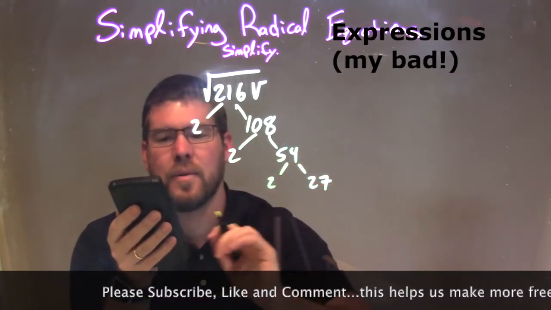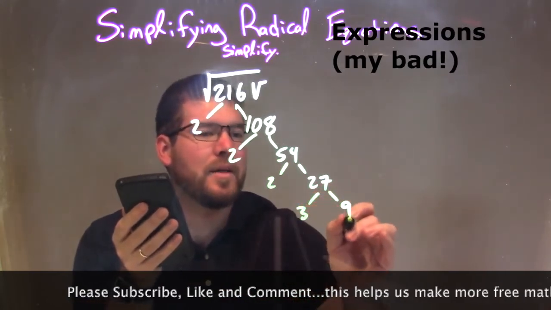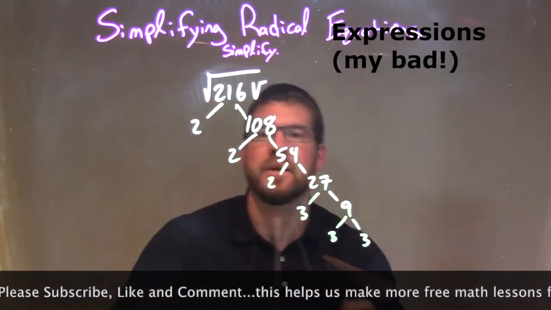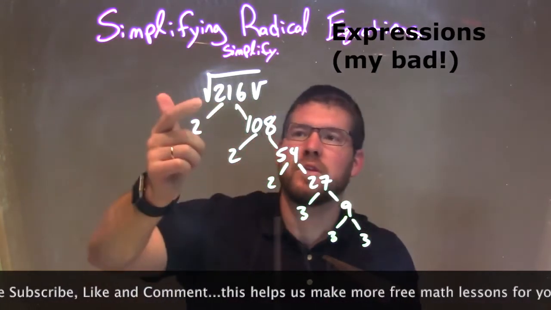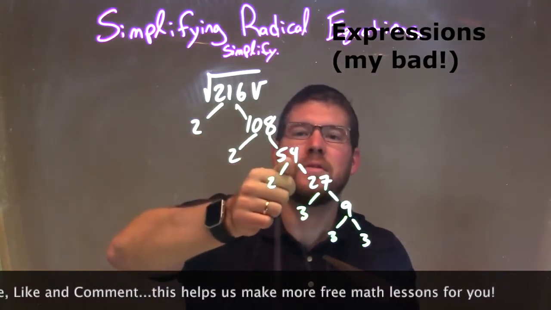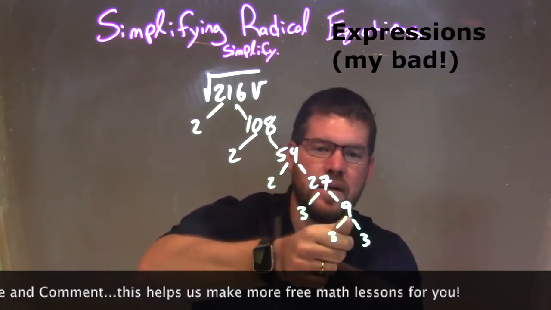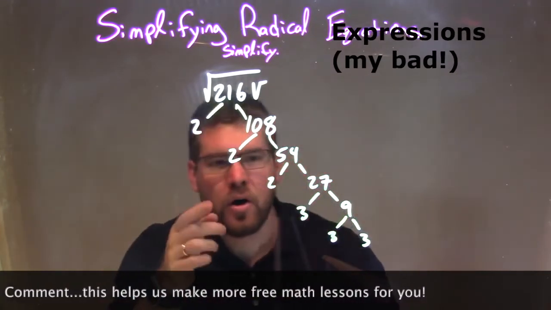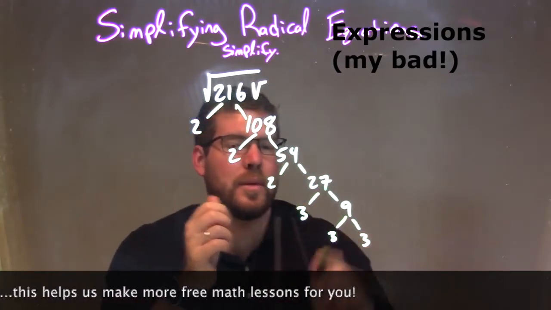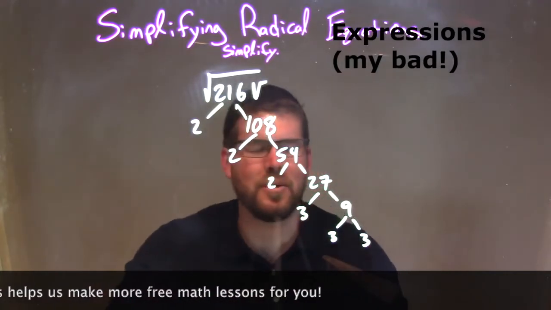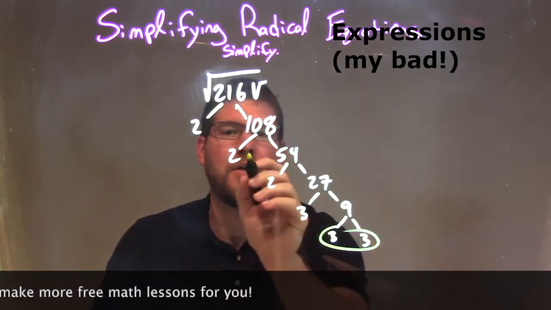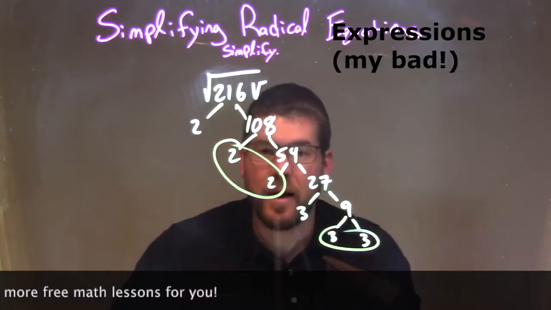And 27 is divisible by 3. We have 3 and 9 there. And 9 is divisible by 3 twice as well. And there we have it. So what I do is break down the prime factorization of 216. That's 2 times 108, and 108 was 2 times 54. 54 was 2 times 27. 27 was 3 times 9. And 9 was 3 times 3. So now I have all the prime numbers that, if I multiplied out, 2 times 2 times 2 times 3 times 3 times 3 would get me 216. And so now I want to circle my pairs. I have one pair of 3s, I have one pair of 2s, and those are my only pairs, okay?